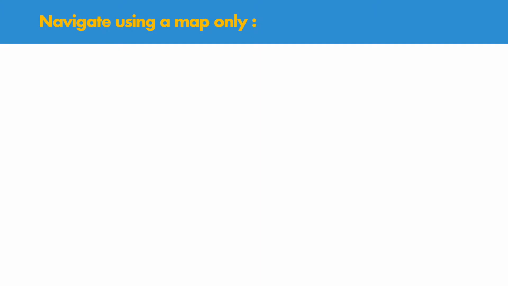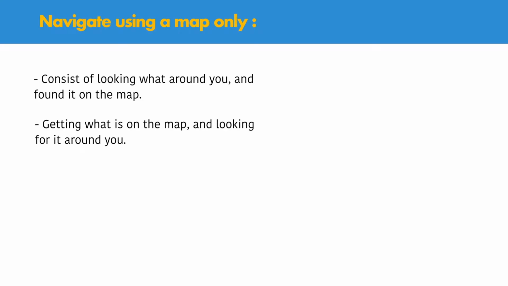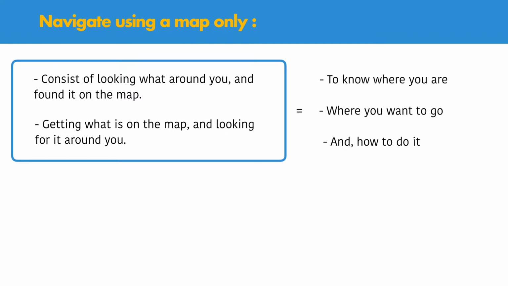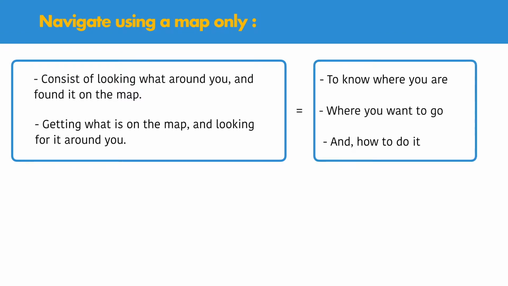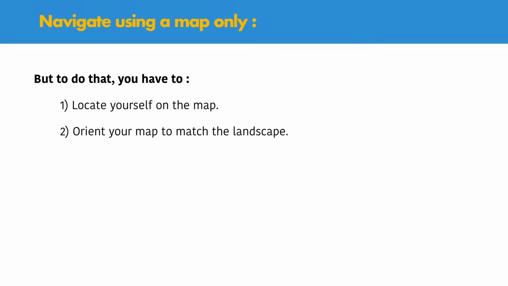Knowing how to navigate in the wilderness using a map only consists of looking for what is around you and finding it on the map, and the opposite, which is getting what is in the map and looking for it around you. From that, you can know where you are, where you want to go, and how to do it. But to do that, you have to first locate yourself on the map. Second, orient your map to match the landscape.